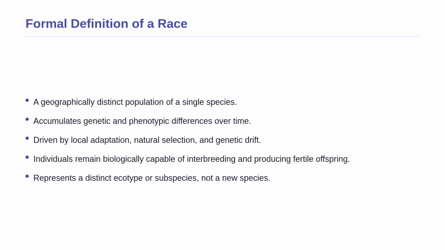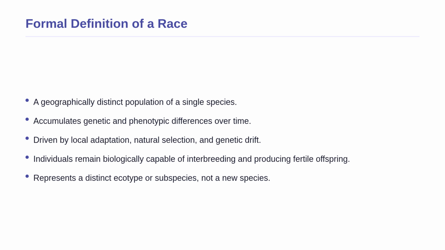Now that we have an intuitive picture, let us look at the formal definition. In evolutionary biology, a race is defined as a geographically distinct population of a single species that has accumulated genetic and physical differences. Why does this happen? Because each population faces unique environmental pressures, which leads to local adaptation through natural selection and genetic drift.